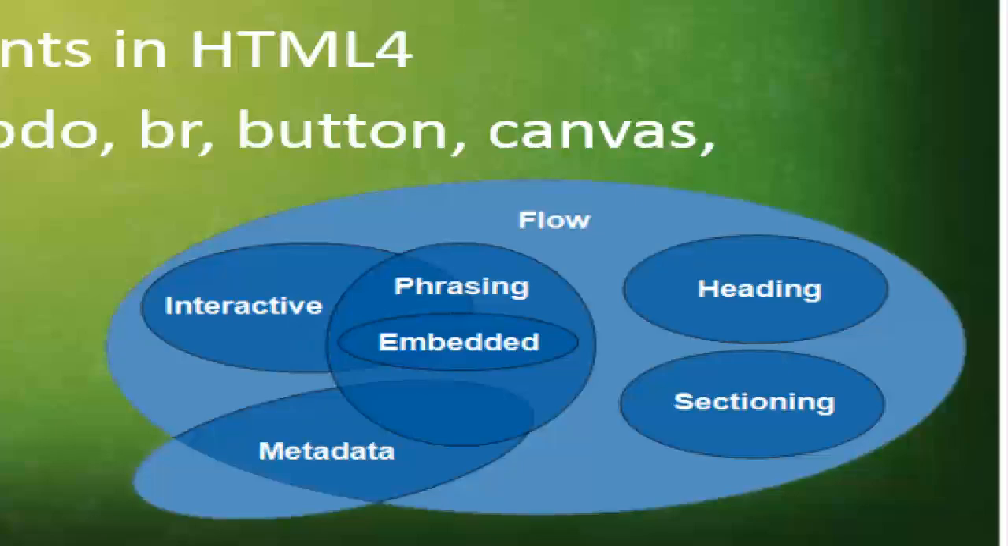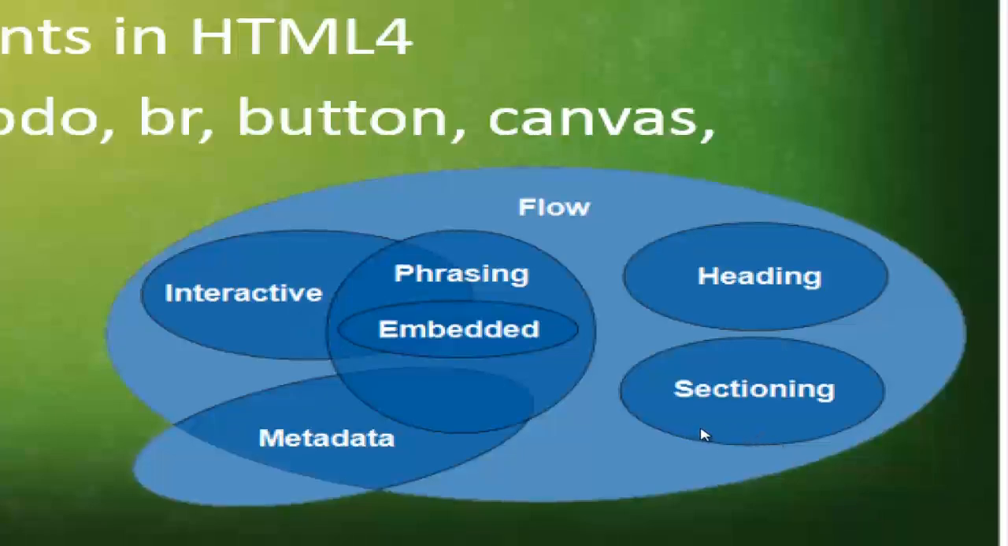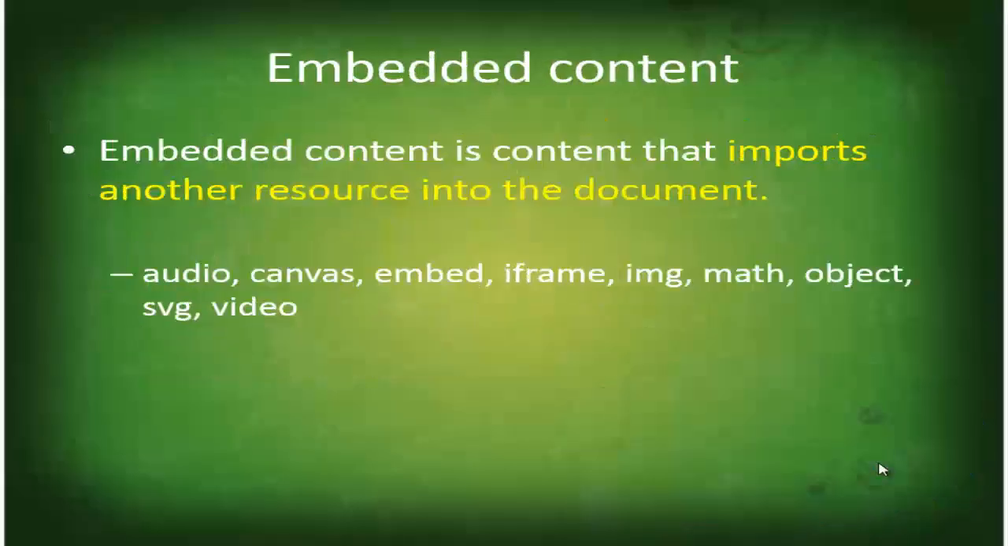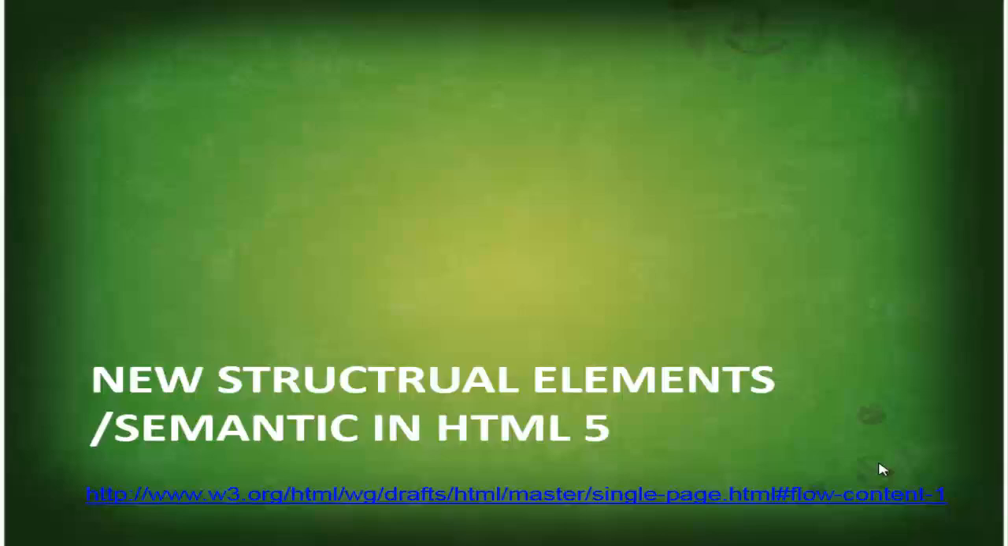You notice over here, the interaction and embedded are connected. At this place, they overlap. Why? When you embed a video or an audio into your page, you need some controls to play, pause, forward, rewind. That is the interaction. But you notice over here, heading and sectioning don't interact with all of them. They are separate altogether. Okay. But they are part of the flow. Let's go back and look at the new elements that are there only in HTML5.